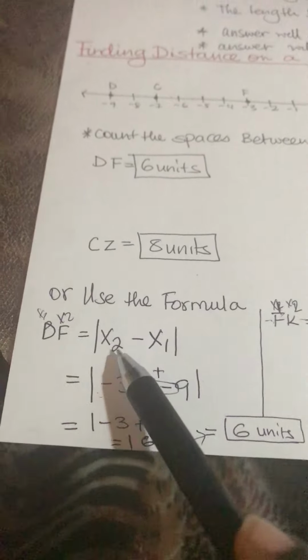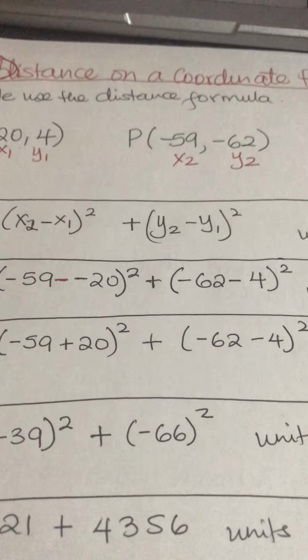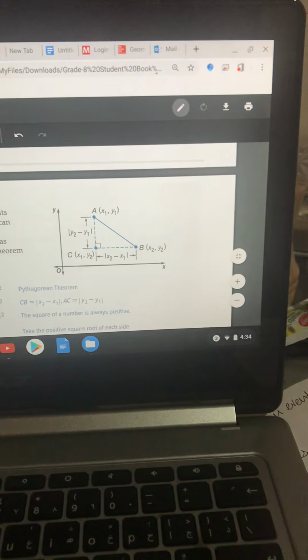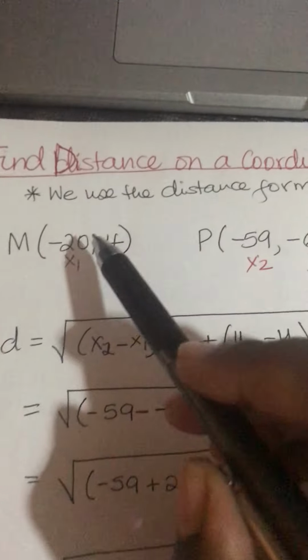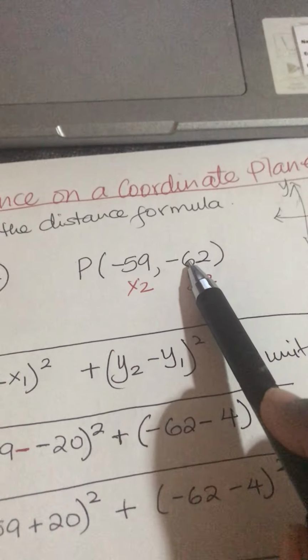We can also find distance on a coordinate plane. Your coordinate plane, the one that has x and y, whatever you're calling a graph. But it's not called a graph, it's called a coordinate plane. You have numbers on the x-axis, you have numbers on the y-axis. Okay? So you'll be given 2 points just like that. Here is your graph, and you've been given the 2 points. So, my 2 points are M, negative 20, and 4, and P, negative 59, and negative 62.